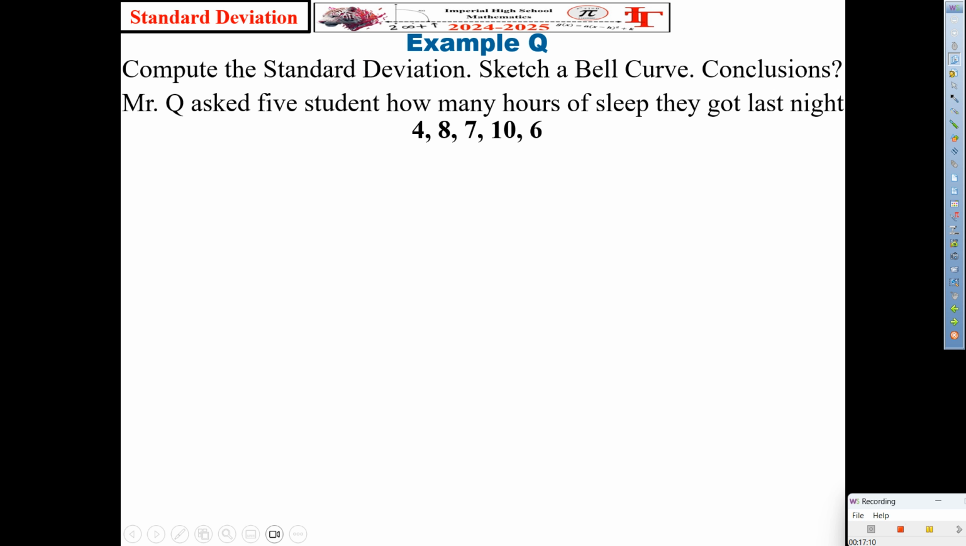As soon as you're done with that, copy example Q. Don't copy the verbiage, just copy the data, please. And it reads, compute the standard deviation, sketch a bell curve, any conclusions from your data. Mr. Q asked 5 students how many hours of sleep they got last night. And we did this before, but I'm bringing it back again. So copy the data, 4, 8, 7, 10, and 6 hours. I'll give you a head start. Find me the standard deviation, please. Go.